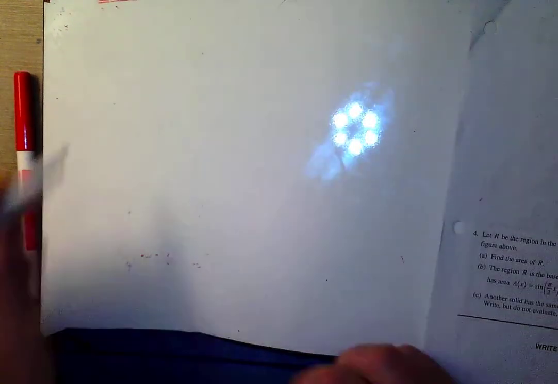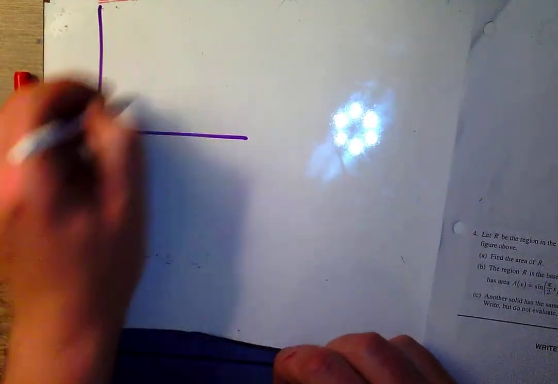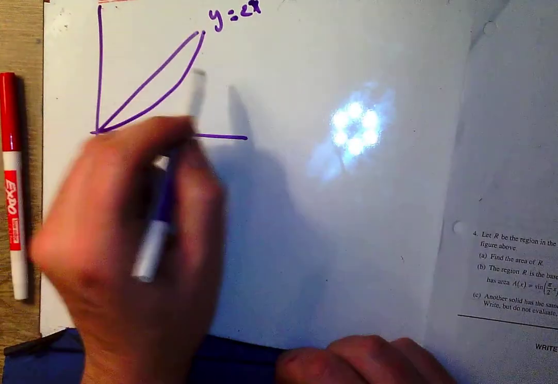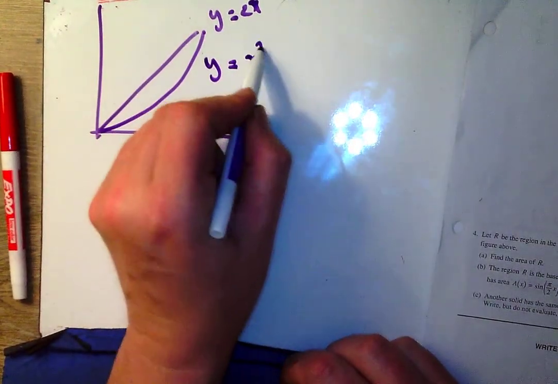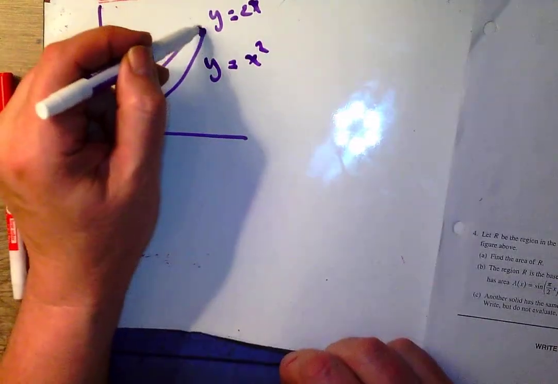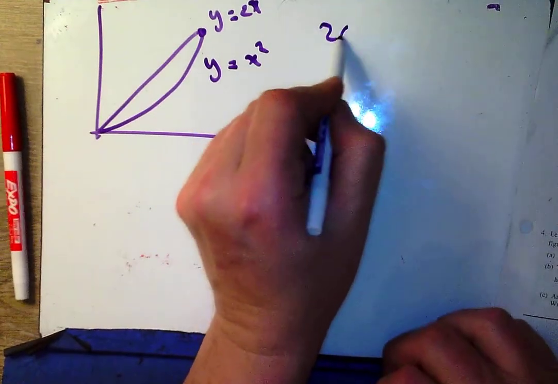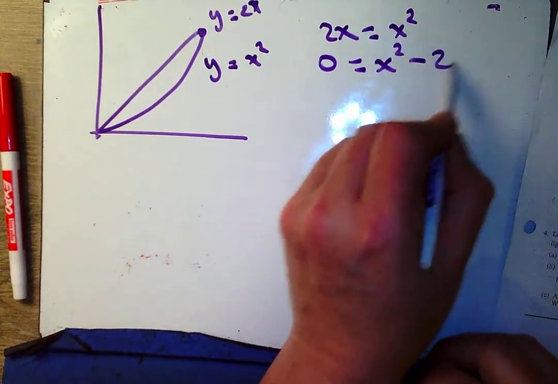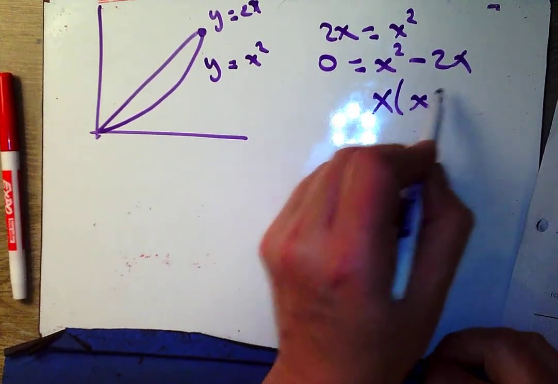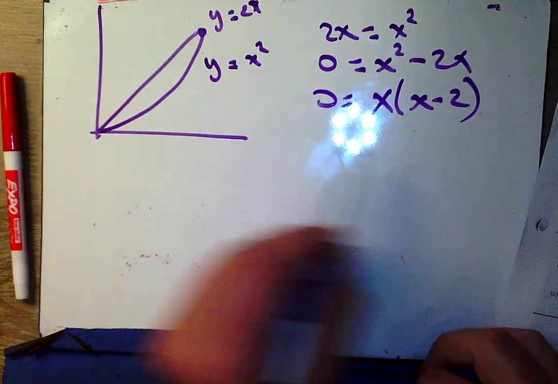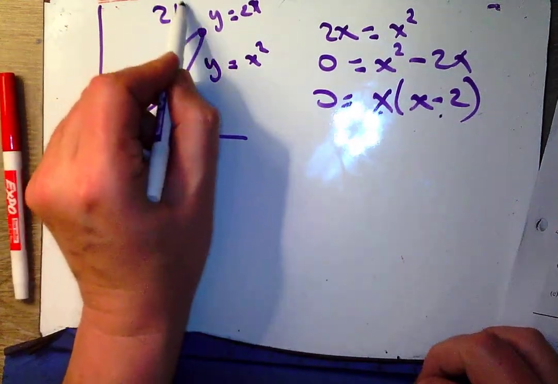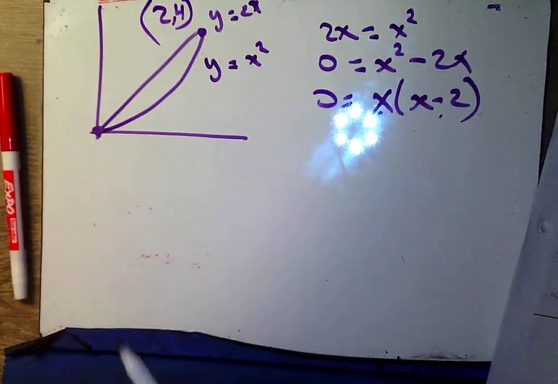All right, we've got y equals 2x. We've got y equals x squared. Where do these meet? Well, 2x equals x squared. X squared minus 2x. X minus 2. Well, at 0 and at 2. So this is the point (2, 4) up here. Okay, oh, and it's even labeled in the picture.